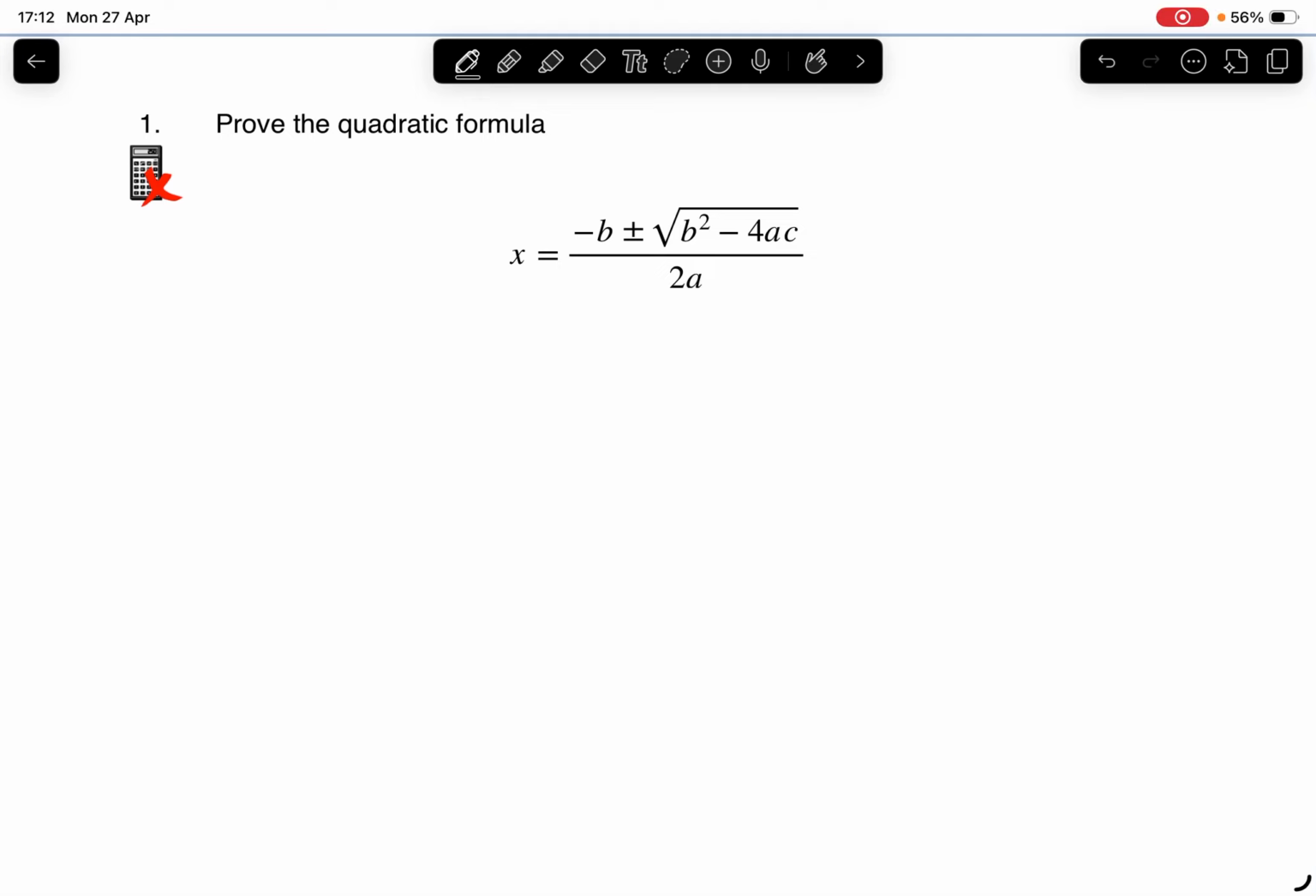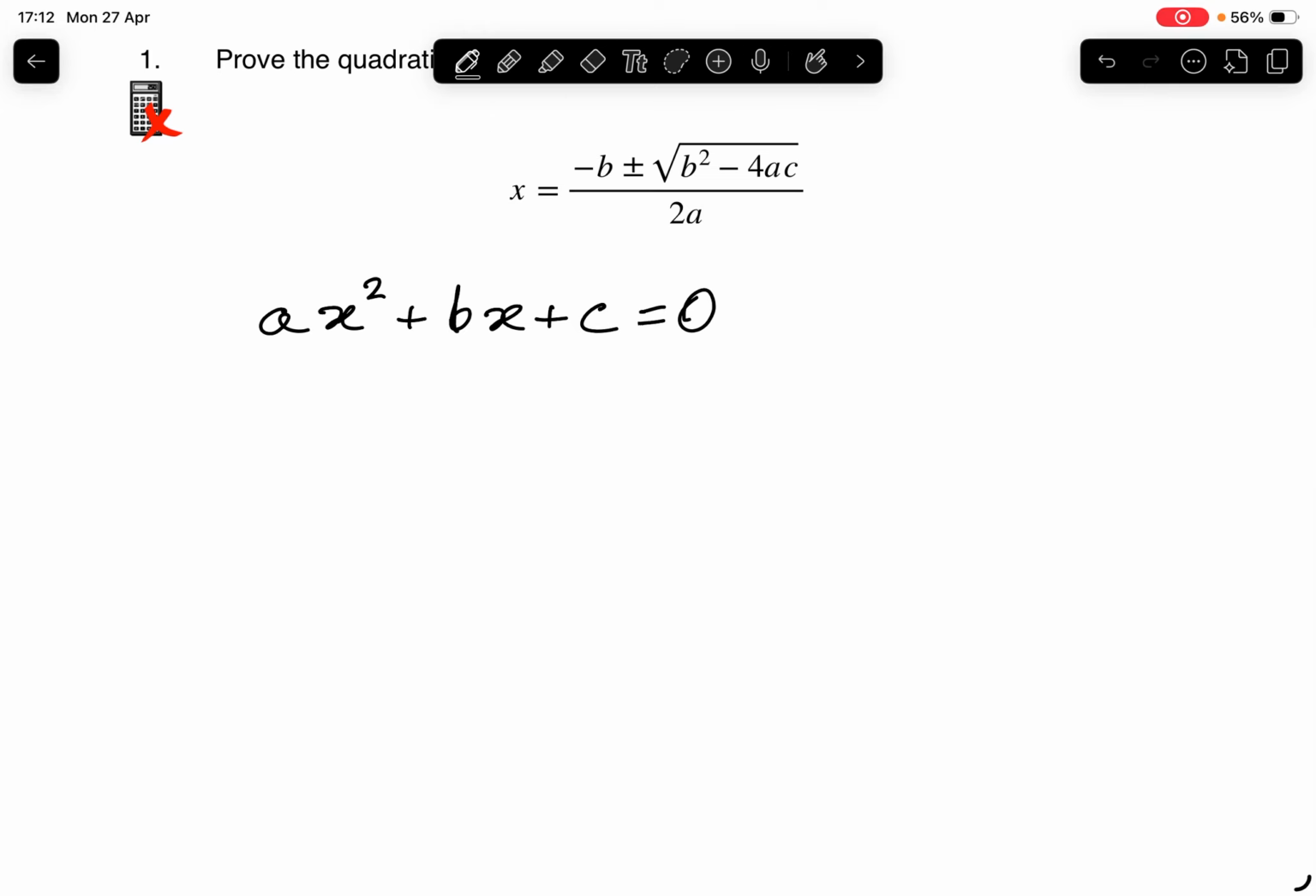Hello all. This question asks you to prove the quadratic formula. It's worth 5 marks. Now, to do this, you're going to be completing the square. To start with though, we need our generic form of a quadratic equation. So that's ax squared plus bx plus c equals 0. Okay. Now, what we need to do is we need to complete the square on this.